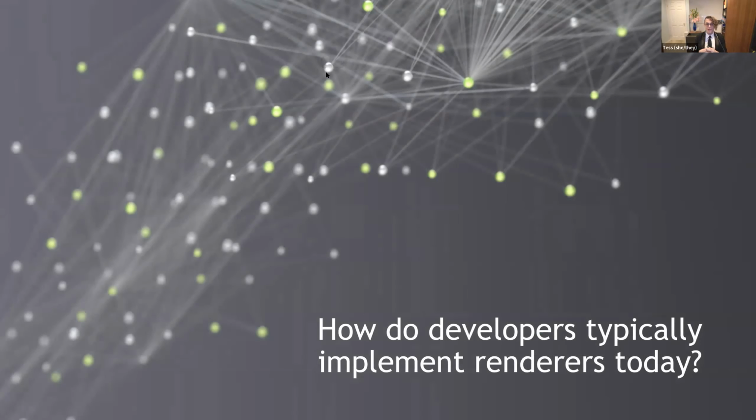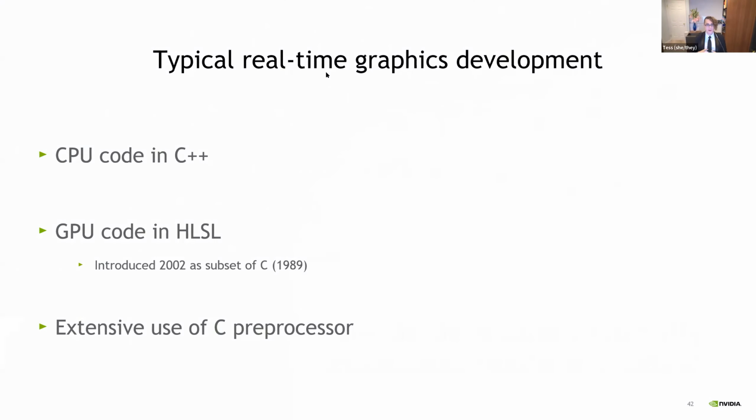How do developers typically implement their renderers today, given all these considerations, given the problem domain and given the GPU performance considerations? If we look at a typical real-time graphics developer or a typical code base today, what you're going to see is CPU code primarily written in C++, and then GPU code that's written in a language called HLSL. Now, HLSL is a shading language that was introduced in about 2002, at which point it was a subset of C circa 1989. So what we will see in the next several slides is that developers make extensive use of C preprocessor techniques to be able to build abstractions in this language, HLSL.